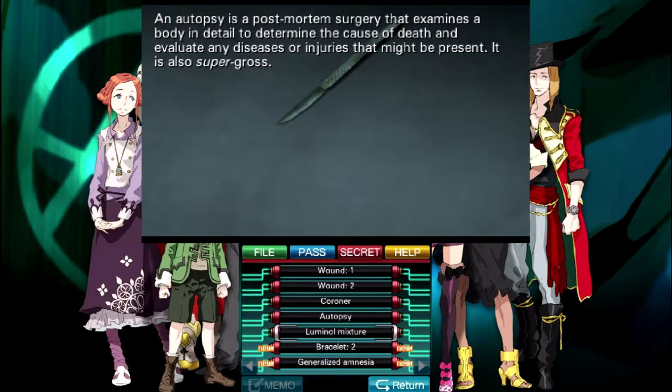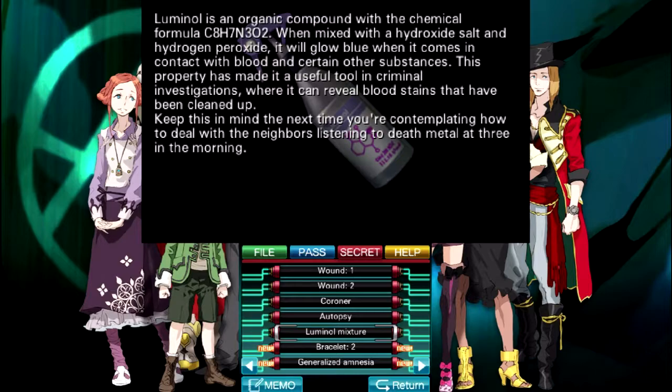Luminol mixture. Luminol is an organic compound with the chemical formula C8H7N3O2. When mixed with hydroxide salt and hydrogen peroxide, it will glow blue when it comes in contact with blood and certain other substances. This property has made it a useful tool in crime investigations, where it can reveal blood stains that have been cleaned up. Keep this in mind next time you're contemplating how to deal with the neighbors listening to death metal at 3 in the morning.